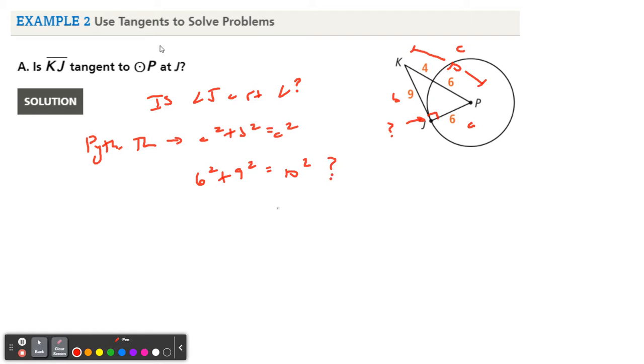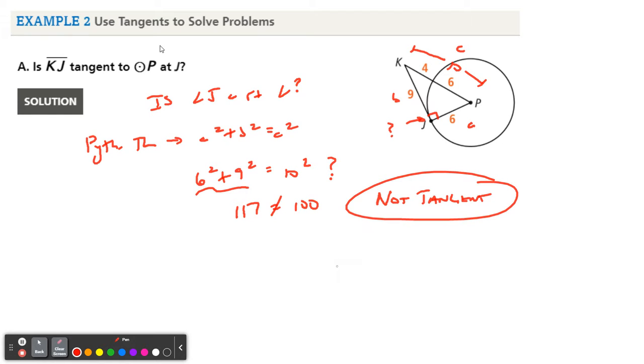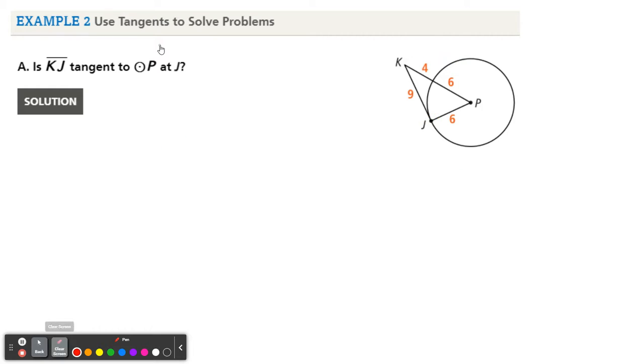So does 6 squared plus 9 squared equal 10 squared? That's our question. Well, I type in 6 squared plus 9 squared, I get 117. I type in 10 squared, which is 100. They are not equal. So because they're not equal, J cannot be a right angle, and that means that KJ is not tangent. Okay, so that would be using the converse to prove if something is tangent.